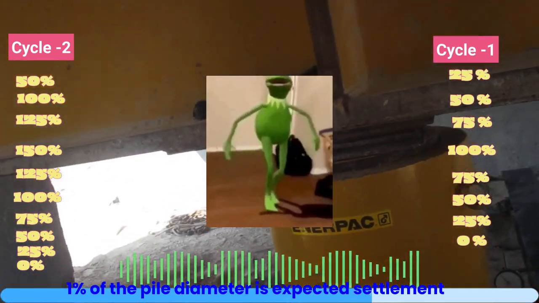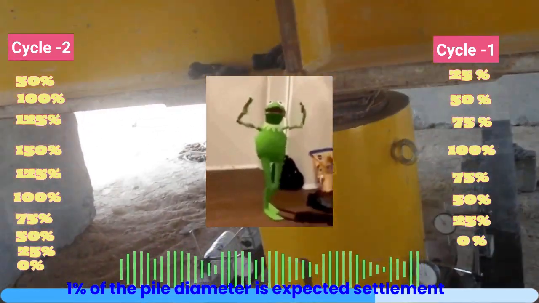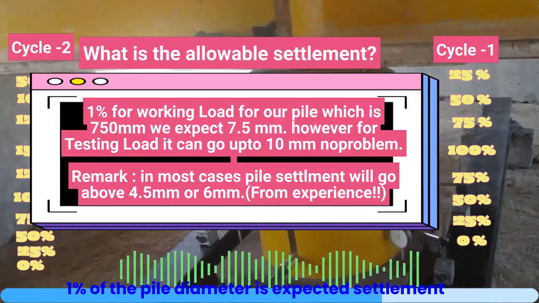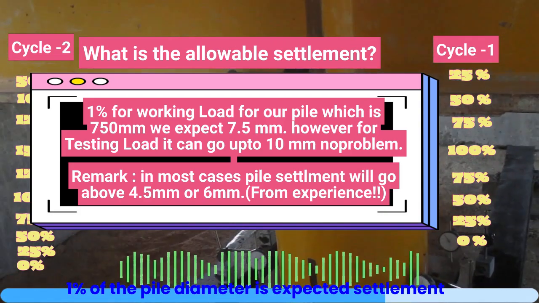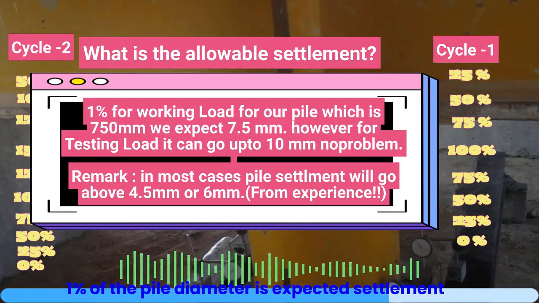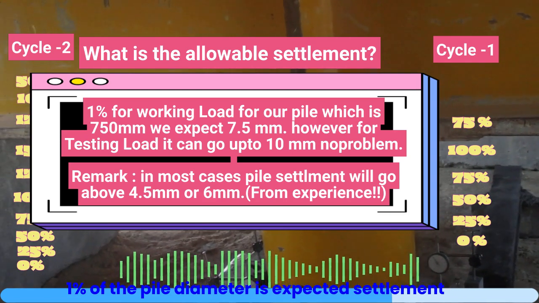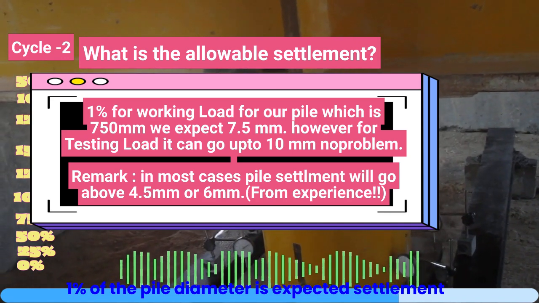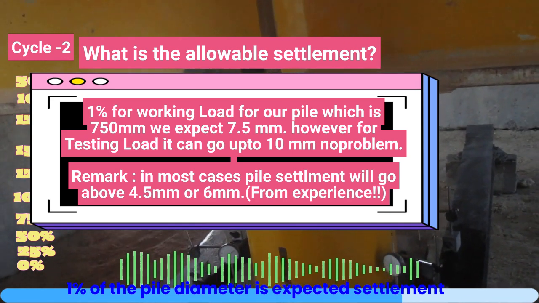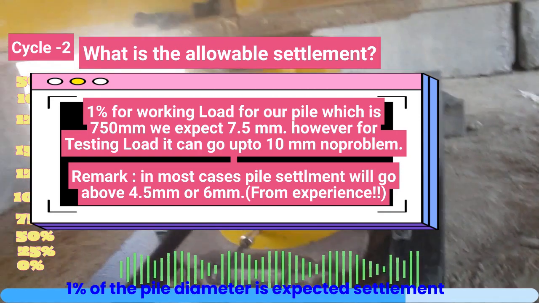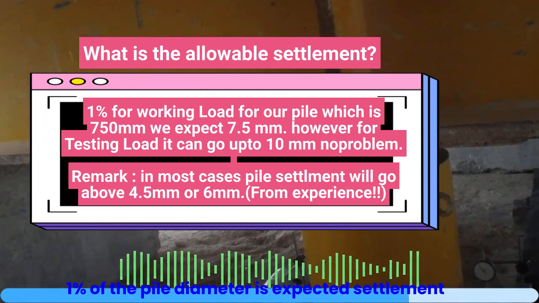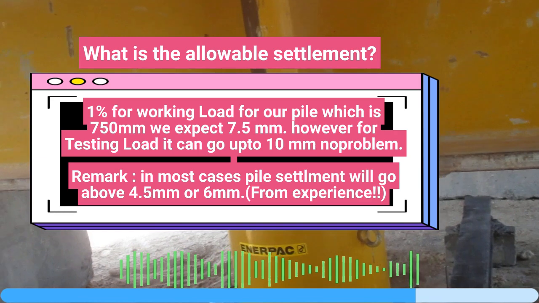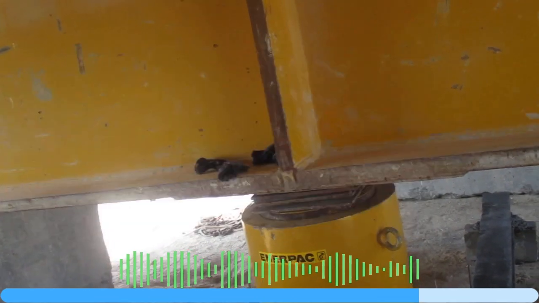This is the procedure of the test. The diameter is 75 cm. What is our allowable settlement? Allowable settlement is 1% of the diameter. It means under working load it should not go more than 7.5 mm, and in test load it can go up to 10 mm, no problem. But the pile should not go more than 7.5 in the test also. It's good, because no pile goes like that. Every pile is maximum 4.5, and maximum 6, not more than 6.